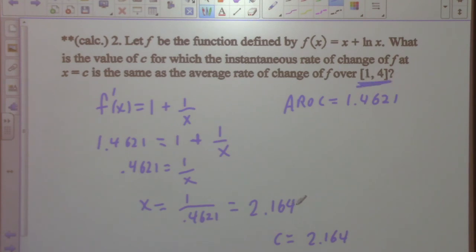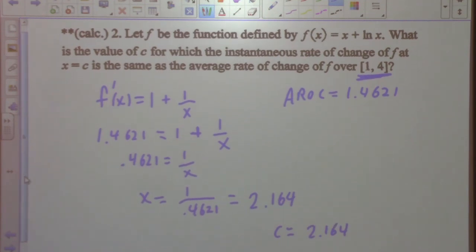Yes, and it better be. If you found that it was not between 1 and 4, what would that mean? You did it wrong. Probably made a mistake in the equation or some solution or something like that. Okay, so that's that one.